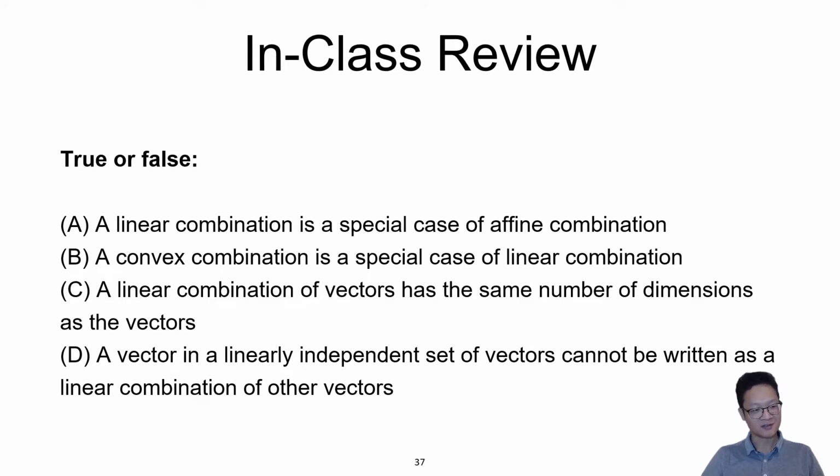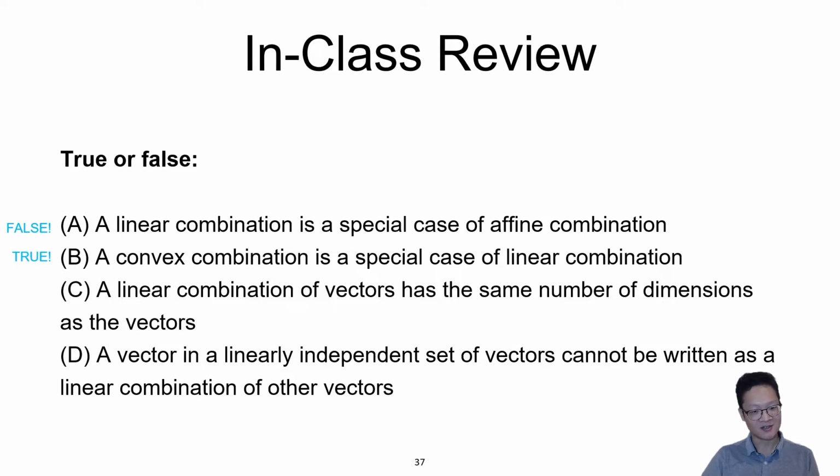Okay, let's take a look. So a linear combination is a special case of affine combination. That's actually false. Actually, affine combination is a special case of linear combination. So is convex combination as well. So that means the second one is true.